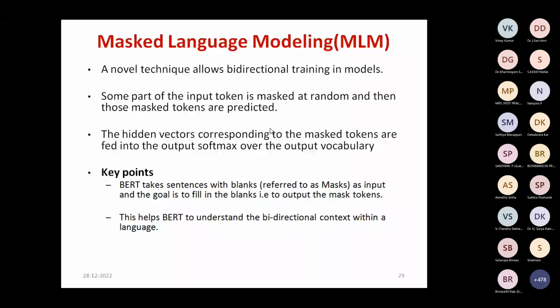In the single sequence, a certain portion of your words is masked. According to the research paper, a certain portion of the tokens should be masked. The reason is to get good learning by BERT. So 15% of your input tokens should be masked at random.